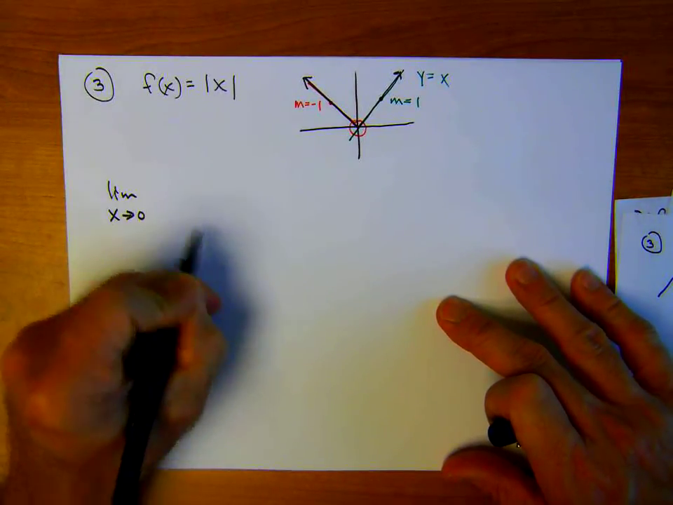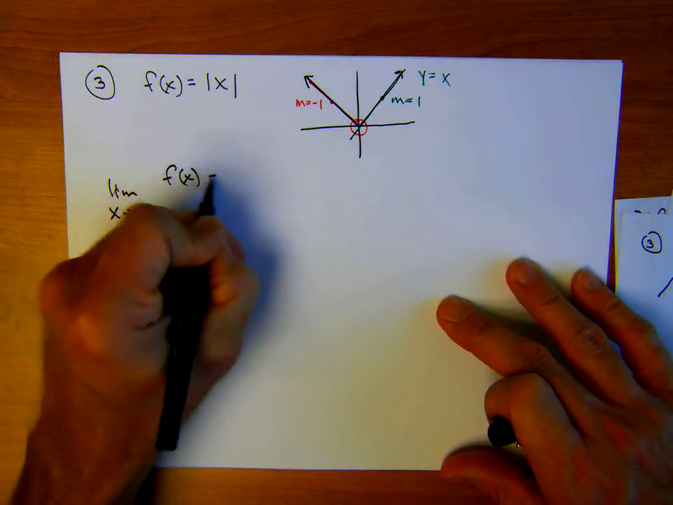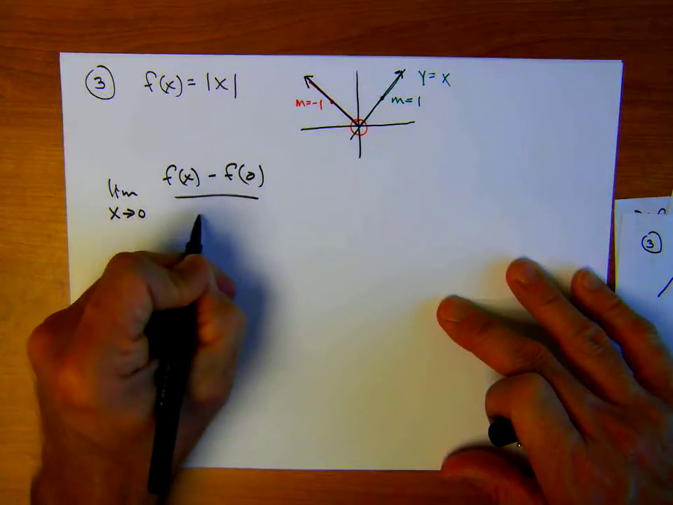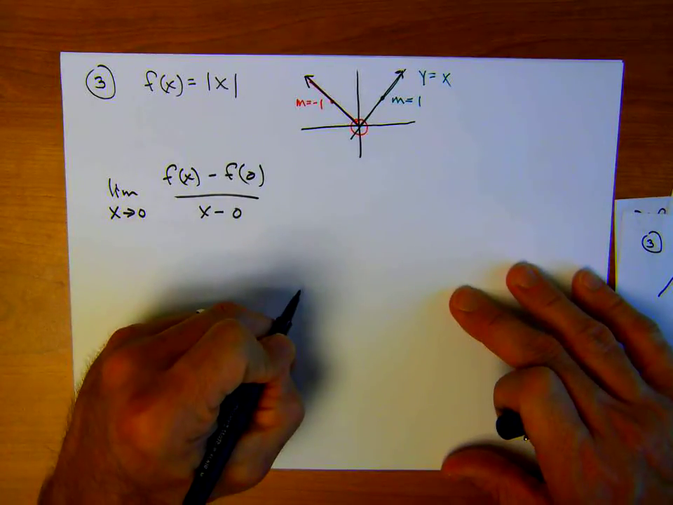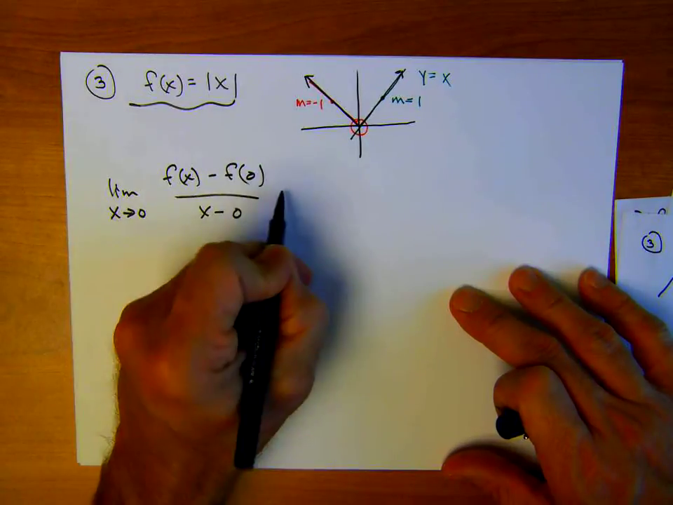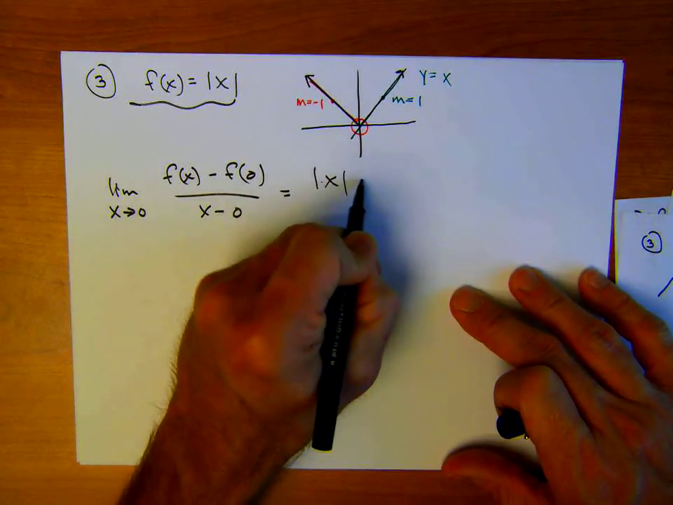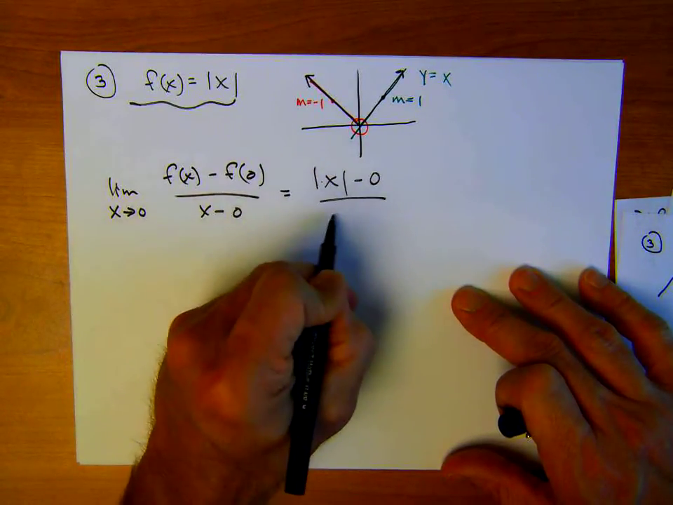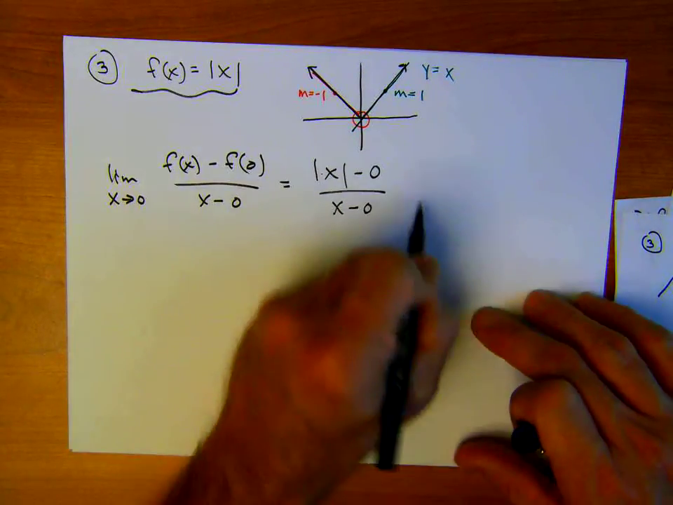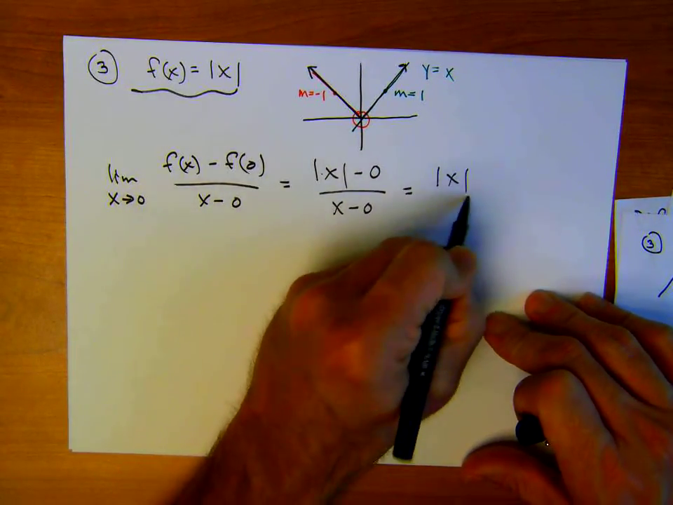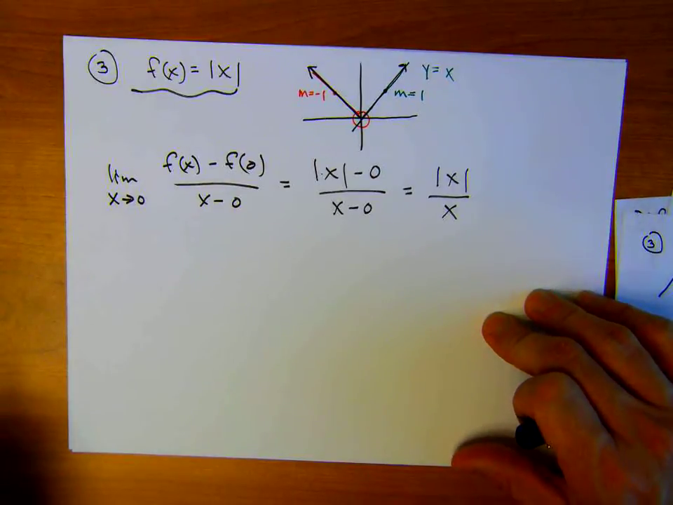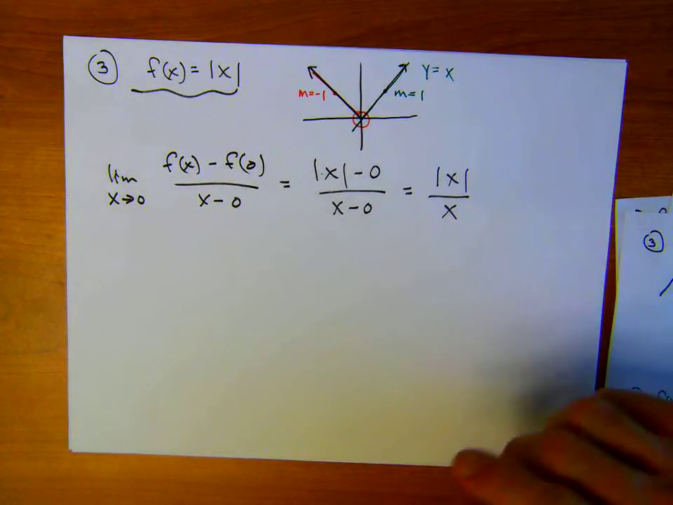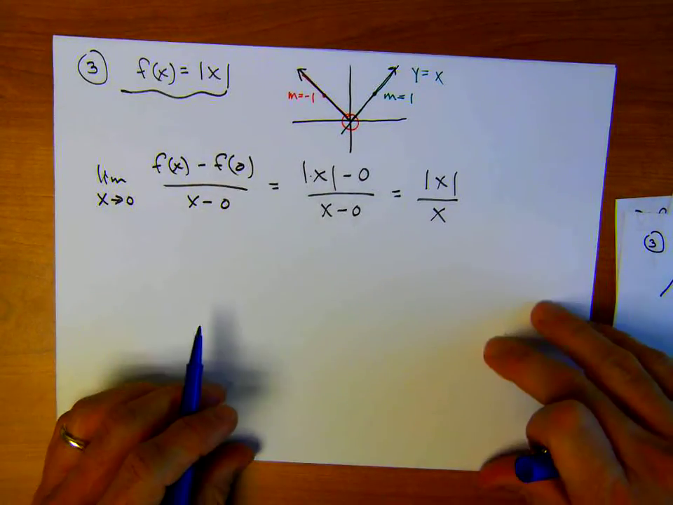Limit as x approaches 0 of f of x minus f of 0 over x minus 0. So this is going to be absolute value of x minus absolute value of 0, which is 0, over x minus 0. That's going to leave us with absolute value of x over x. This is where the piecewise definition could be useful.